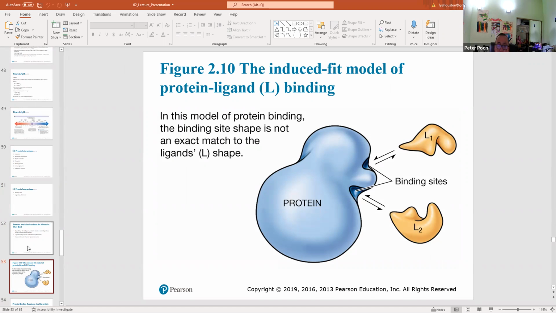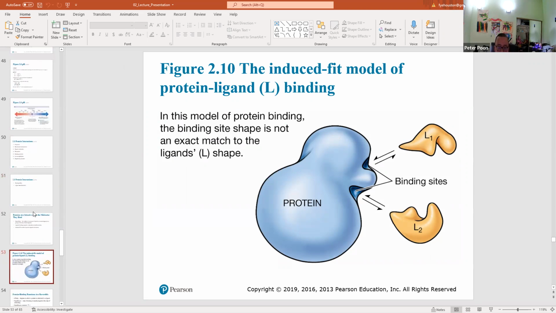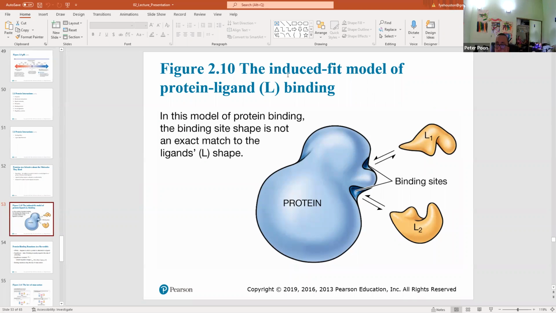The best model is actually this model here. It's called the induced fit model. The best way to explain what an induced fit model is, is shaking hands.